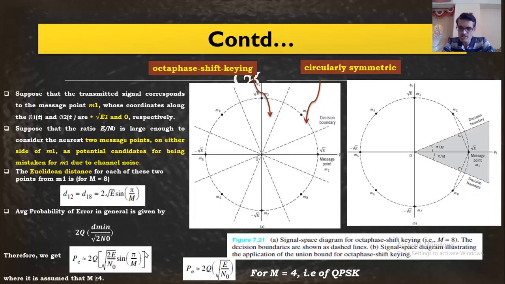And if I substitute m equal to 4, I go back to QPSK. If I substitute m equal to 4 here, then sin(π/4) is 1 by root 2. This root 2 cancels, so we get 2Q of root of E by N0. This is the formula.